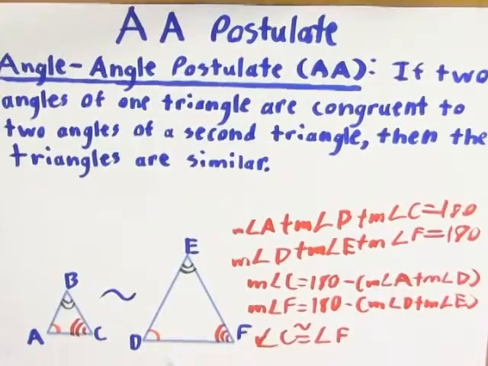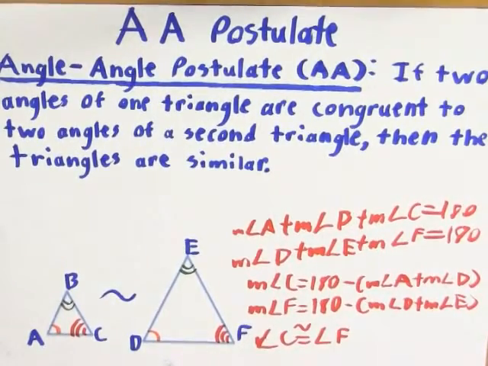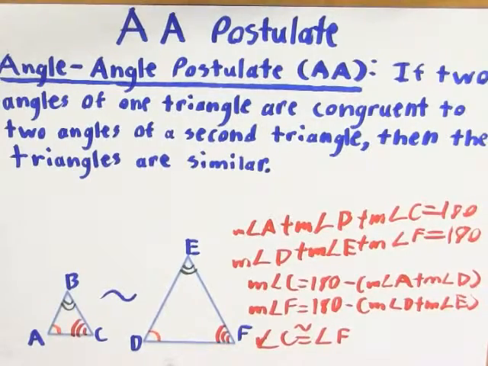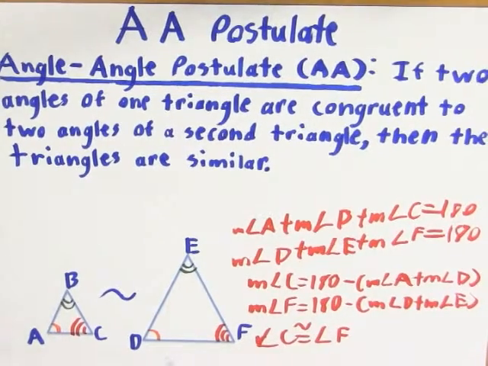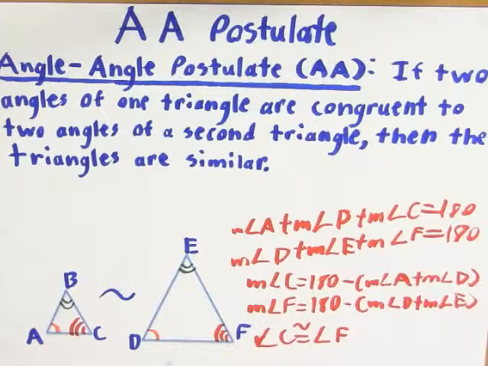Okay, so the first triangle similarity theorem that I'm going to be discussing with you today is the angle-angle postulate, often just abbreviated as the AA postulate, which says if 2 angles of one triangle are congruent to 2 angles of a second triangle, then the triangles are similar. How do we know this?